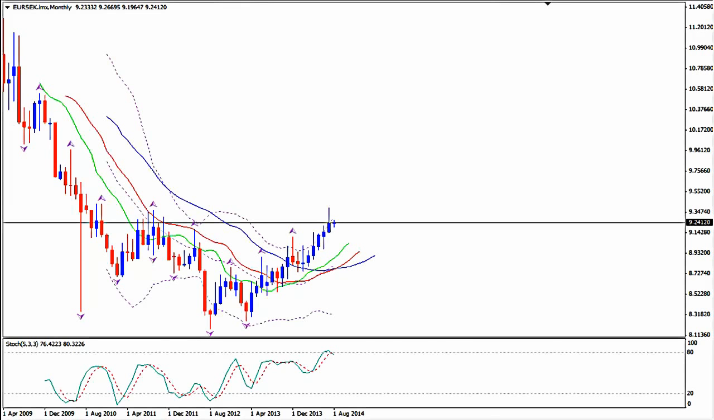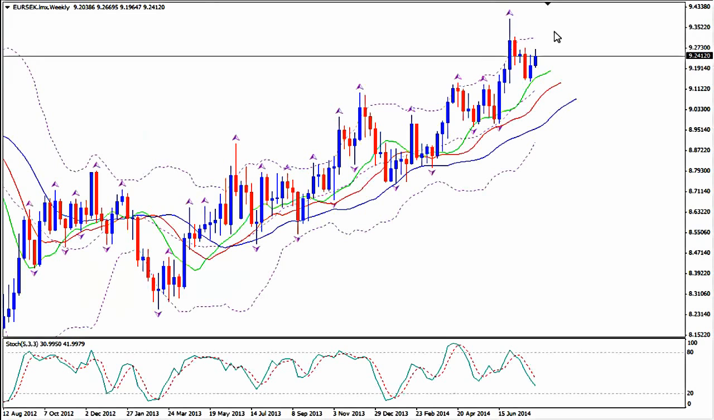So let's go to the weekly time frame. On the weekly time frame, we see that the pair made its downward move, and it didn't approach the median Bollinger Band, but it wants to go up, and it keeps moving above the alligator, although stochastics have not turned upwards yet.